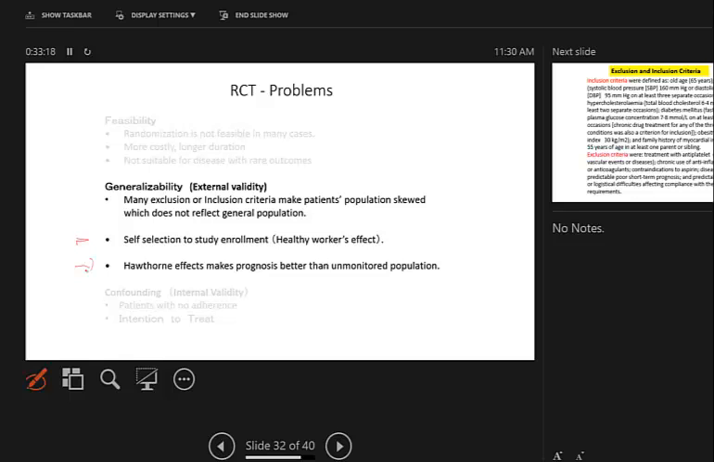And people who participate in an RCT, their outcome could be much, much better than what you would see from an observational study. Because in an observational study, people don't even know they're being monitored, and so they are free from this healthy worker effect or Hawthorne effect.